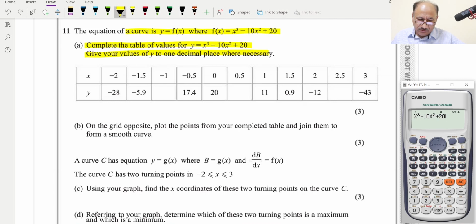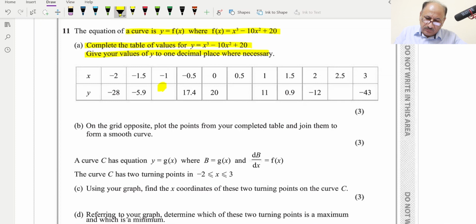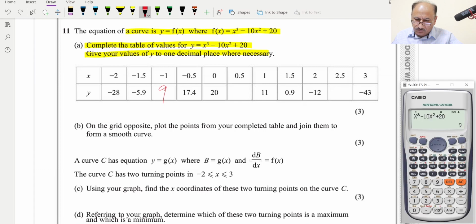Now we will be typing to test. We can check for minus 2. So calculate for minus 2 and the answer should be minus 28. Now we can calculate for minus 1, and this is equal to 9. So our answer will be 9 over here. We can provide 9 and then we will calculate for 0.5. So calculate for 0.5 and this is equal to what?